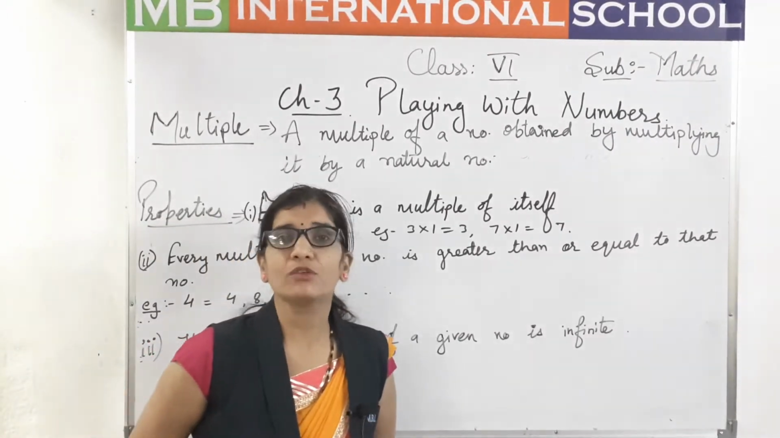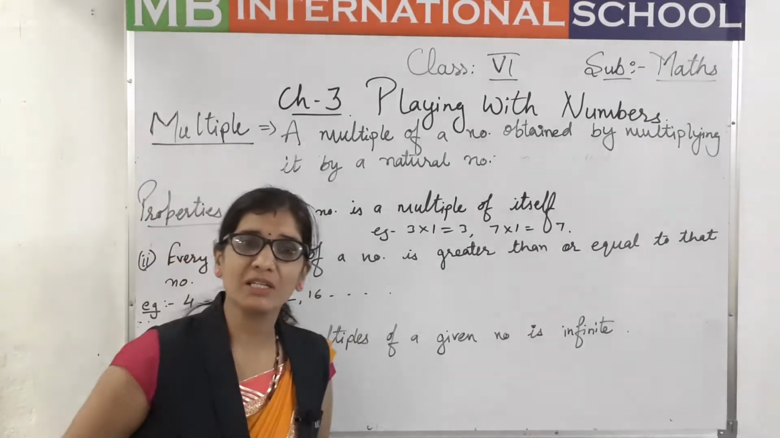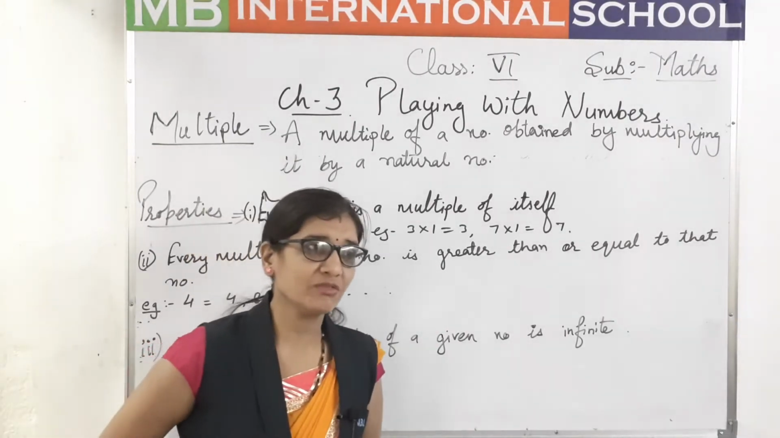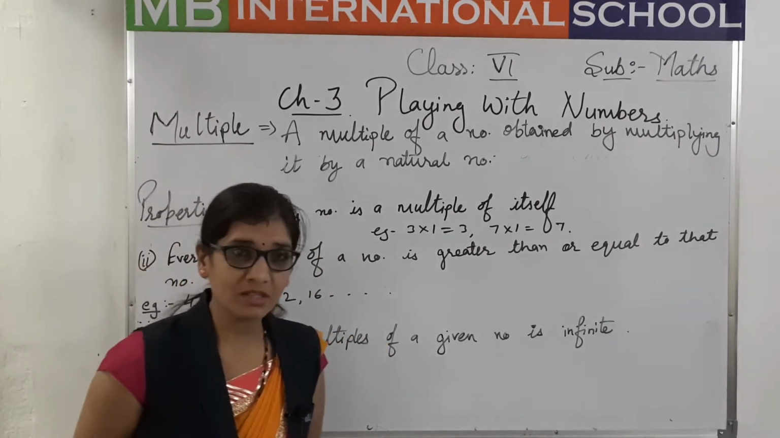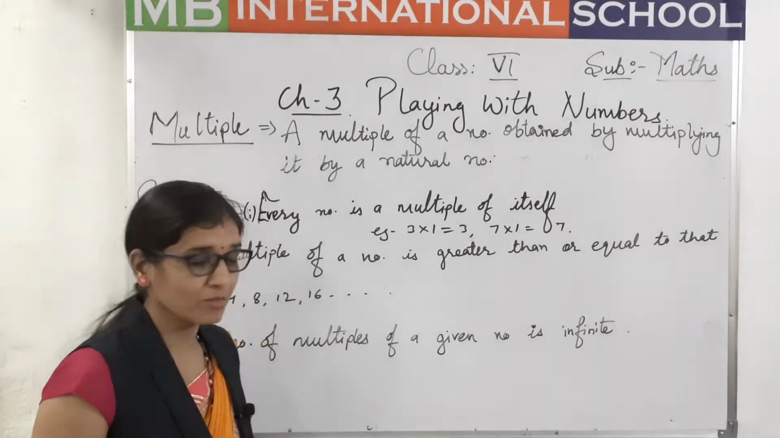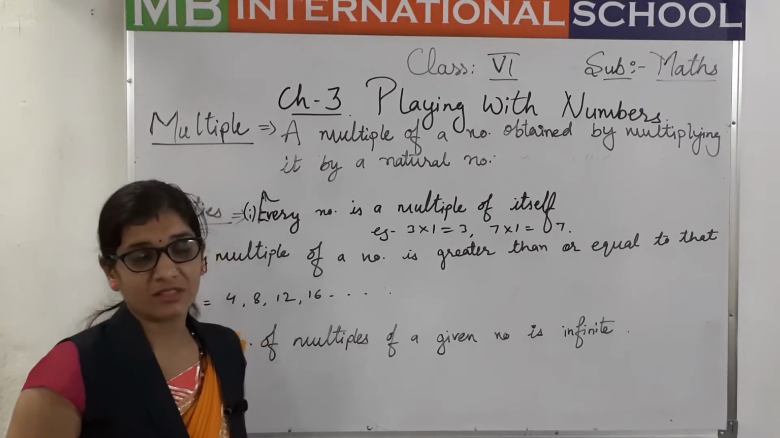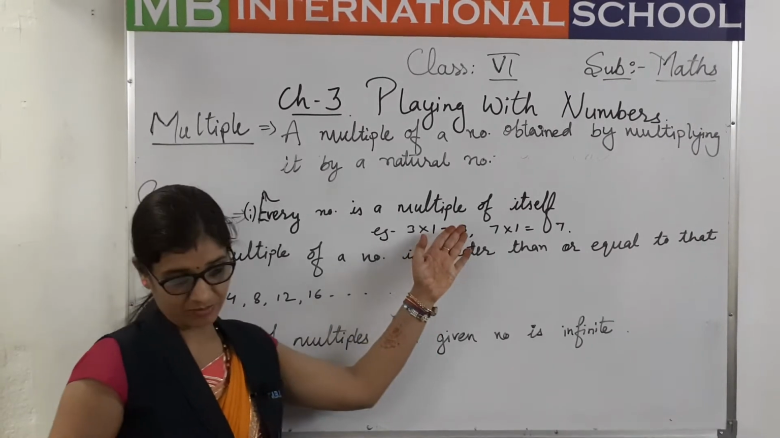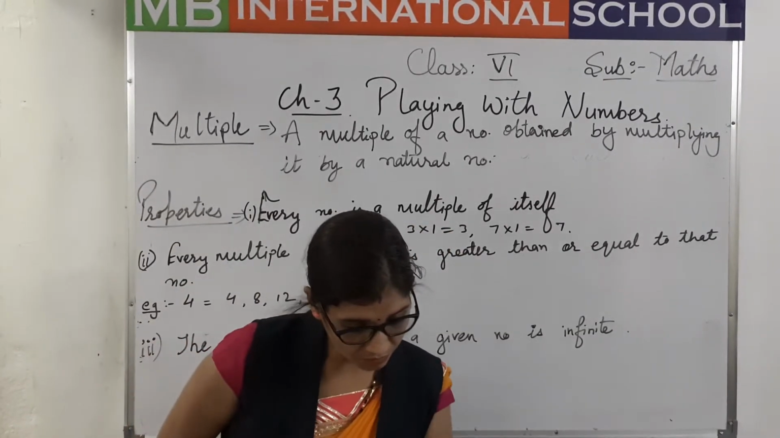4 multiplied by 2 is 8. So you can find the multiples, and the multiples are infinite. We can multiply and find the answer, the product, so they are infinite in number. Now, properties of multiples. First property: every number is a multiple of itself.